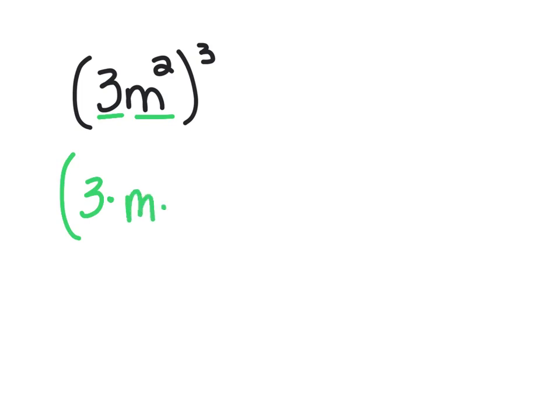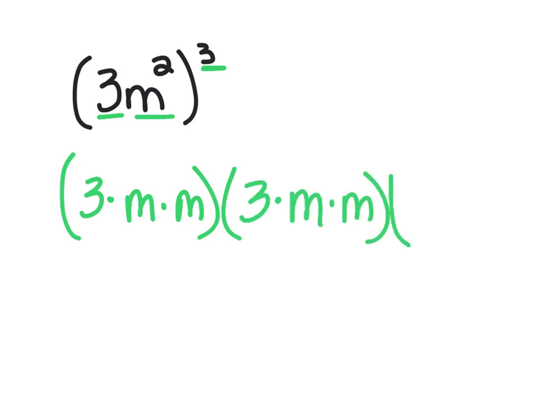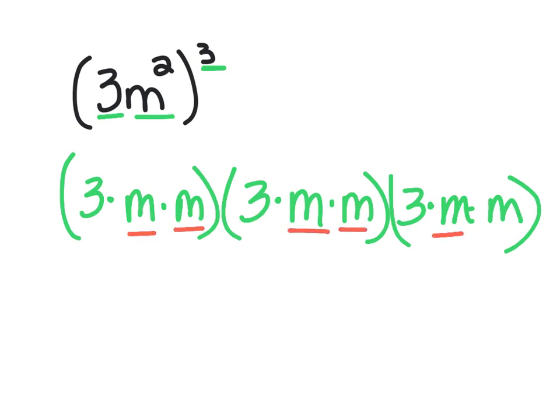That would be m times m. Okay, again, I need to do that 3 times. So 3 times m, and then do it one more time. 3 times m times m. Okay, now if I want to rewrite my m's so they're a little bit easier, so m times m times m times m times m times m, that's the same as saying m to the 1, 2, 3, 4, 5, 6, m to the 6th.